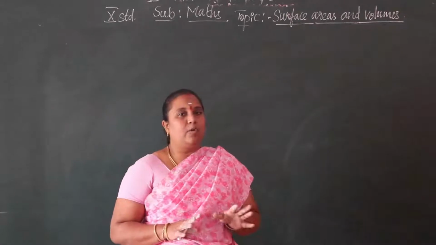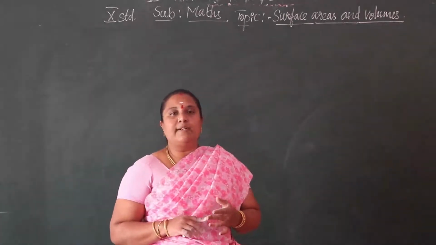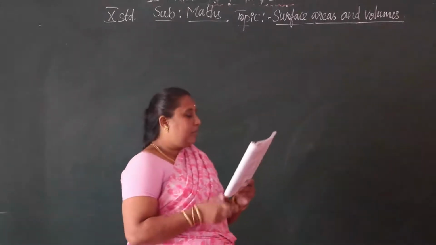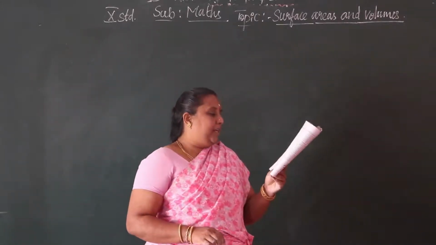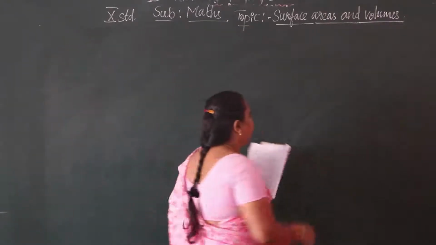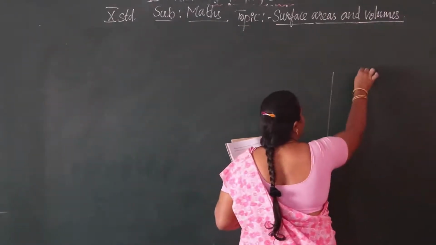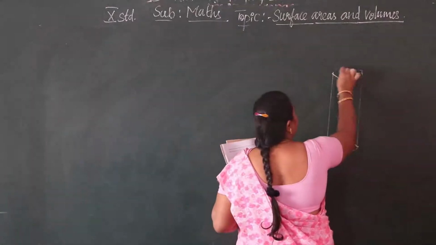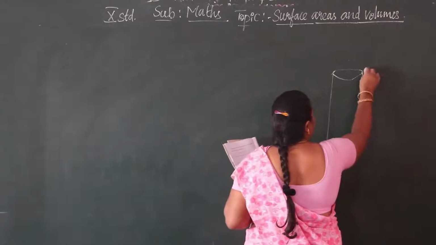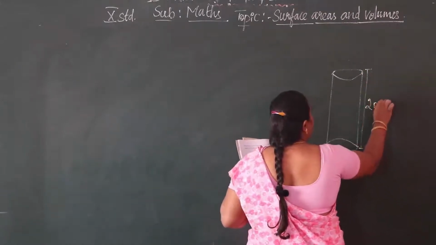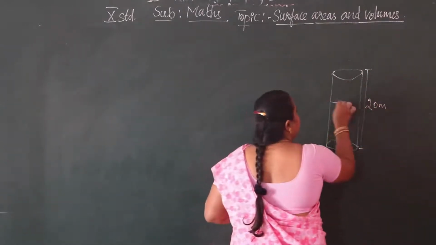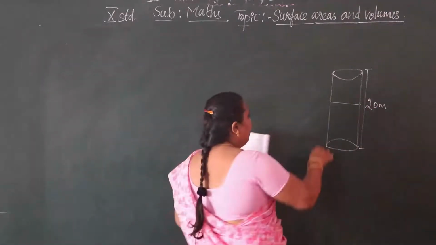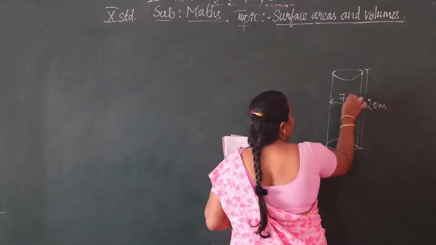Okay, it is in the shape of a cuboid. We have length and breadth, and we have to find out the height of the cuboid. So see, a 20 meter deep well. It is in the shape of a cylinder. Deep means height. The height is 20 meter. And what is the diameter of this? 7 meter. So the diameter is 7 meter.